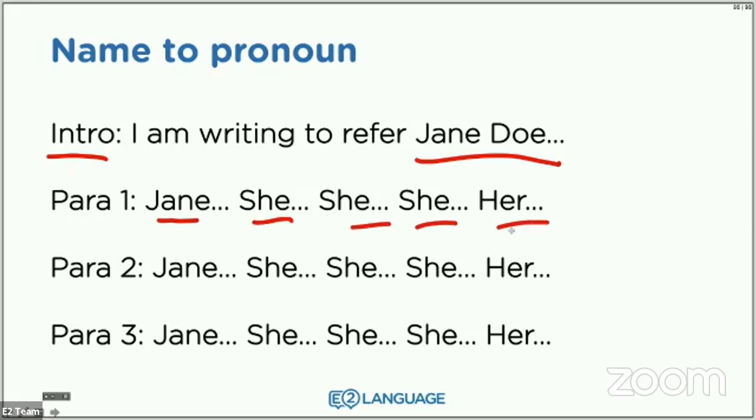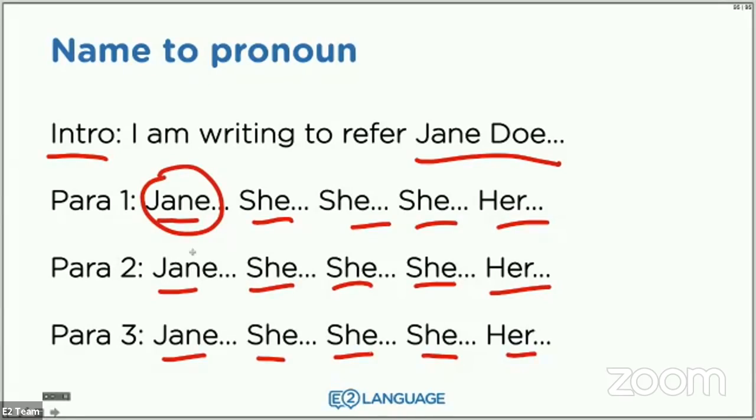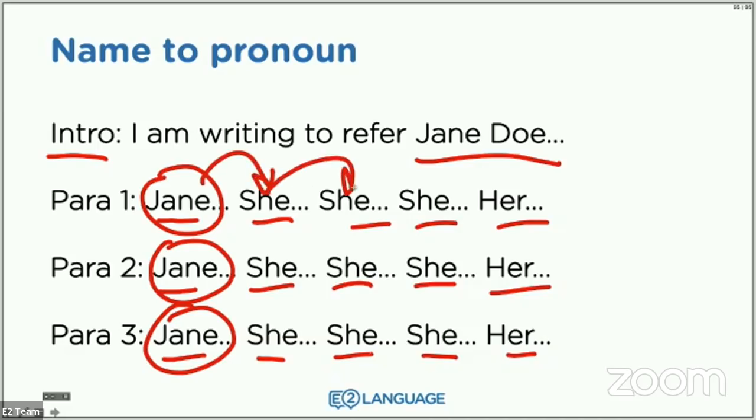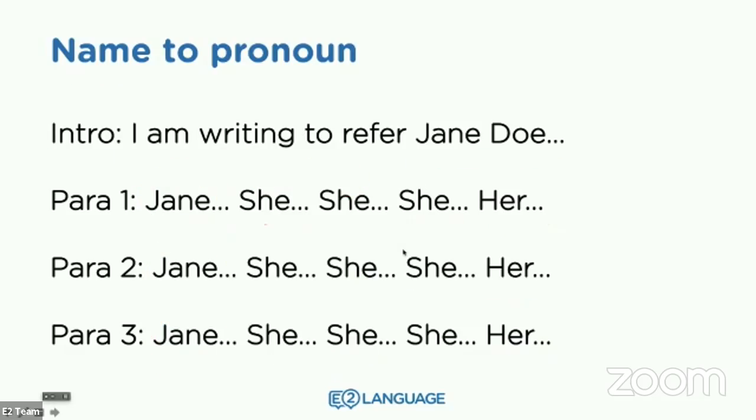She, her. Paragraph 2, use her first name again. Jane visited our clinic again 2 weeks later. She, her. Finally, yesterday, Jane presented again. She, her, whatever. So you use the first name at the beginning of the paragraph, and then after that, you move to the pronoun. Name to pronoun. Cool, I hope that's clear.